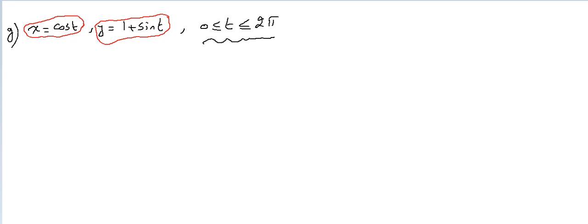Okay, parametric curves, part 1. So we have x equals cosine t in terms of parameter t, y equals 1 plus sine t, where t is found between 0 and 2 pi. First, we have to find the domain, and they gave us the domain. It's from 0 to 2 pi.